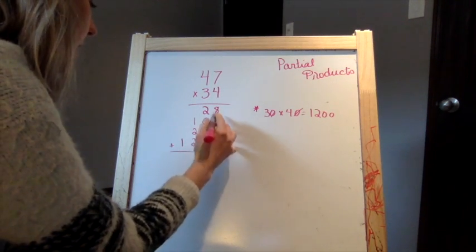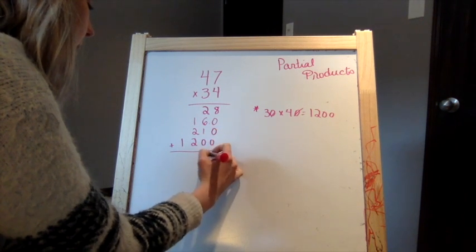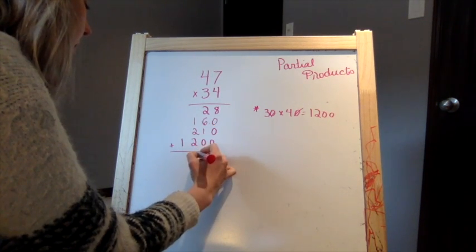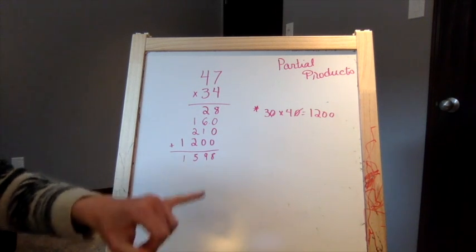Now I'm going to add them all together. 8. There's 6 and 2 is 8. 9, 2, 4, 5, and then one more. Okay, so my total altogether, sorry, I had a bit of a pause there. My total altogether for 47 times 34 is 1,598.